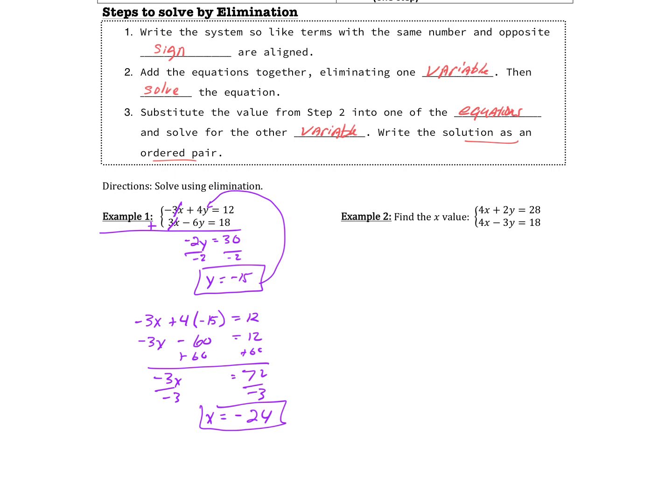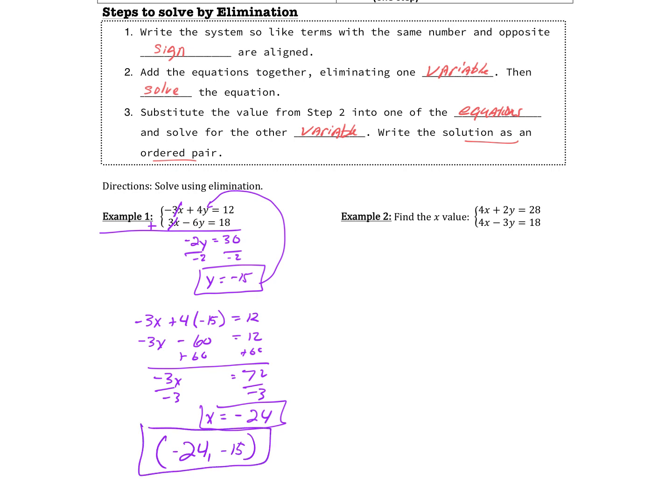All right. Substitute in. So we substituted in y of negative 15 into one of the equations. We solve for the other variable, which was x is negative 24. Now write your solution as an ordered pair. So I've got negative 24, comma, negative 15.